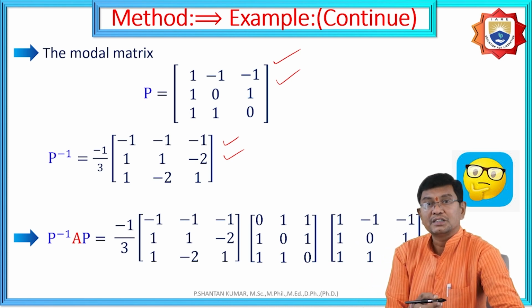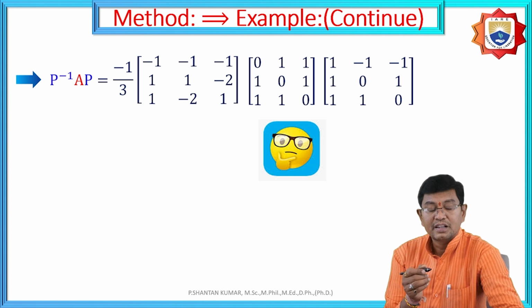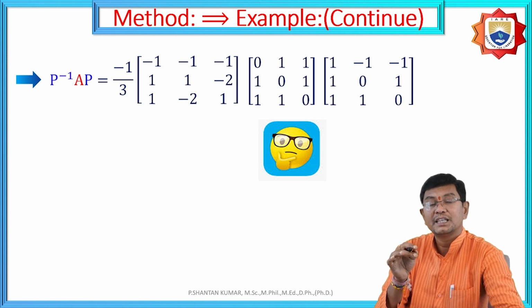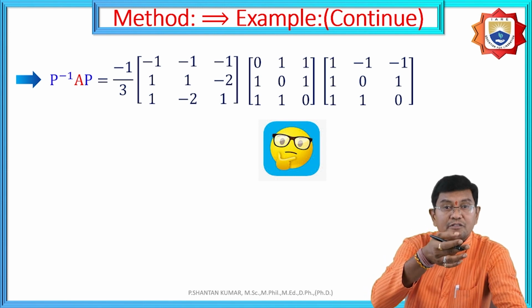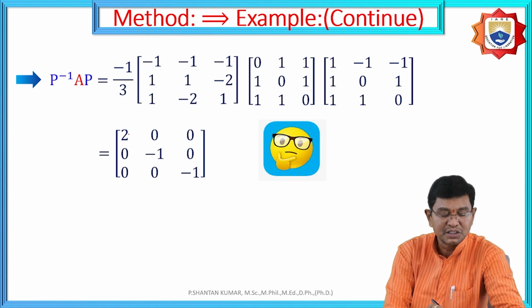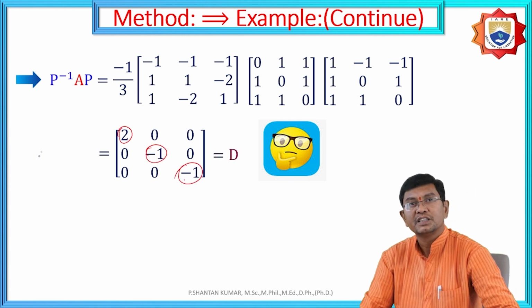What is the final matrix? The final matrix is nothing but the diagonal matrix. The diagonal elements should satisfy the eigenvalues of the given matrix. Here, the corresponding eigenvalues are: first is 2, second is -1, third is -1. This is the matrix D.